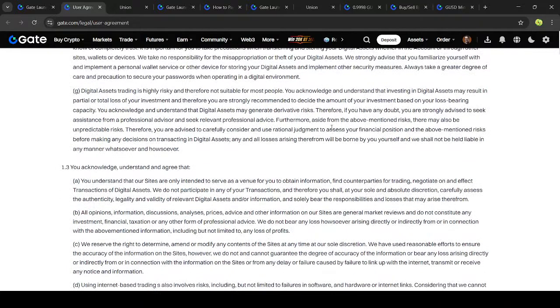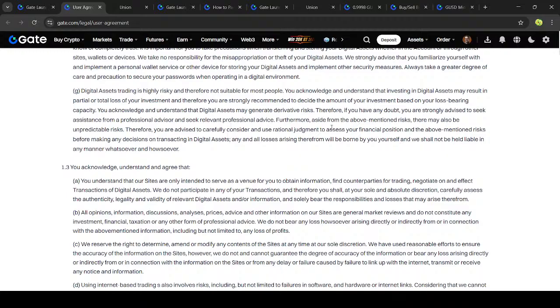So digital asset trading is highly risky and therefore not suitable for most people. Investing in digital asset might result in total asset loss of your investment, and therefore we strongly recommend you decide the amount of your investment so that you are not losing more than you can afford. Consult the firm or a personal advisor and seek relevant professional advice.